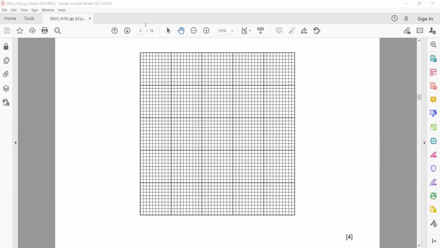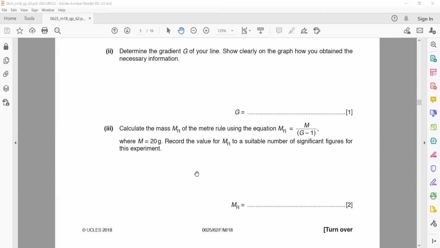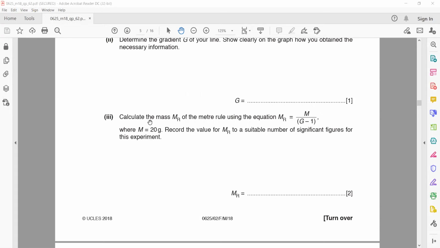The next part: the mass MR of a meter rule, using the equation. The equation is given to you. So for paper 6, you don't have to memorize any formula. Example, I'm taking a value of a gradient, say this was 10. It can be any number, I'm just taking 10.